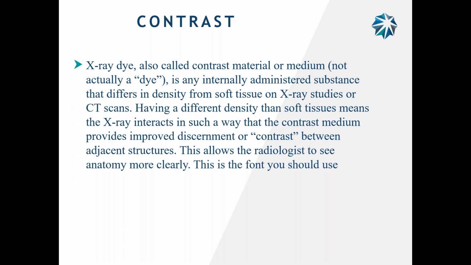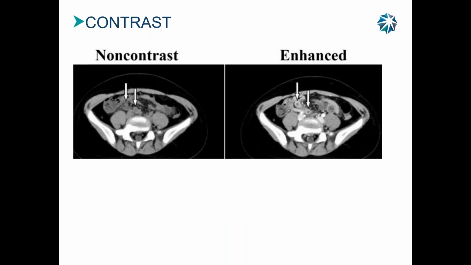So if it blocks X-ray, what's going to show up on the film? White. It's going to show up white. And that's how they can distinguish hard objects. Here's a contrast. This is a CT. That's non-contrast. And then with contrast, you can see it's highlighted certain areas. Because the contrast fluid, what does it do? Blocks X-ray, so it shows up white.